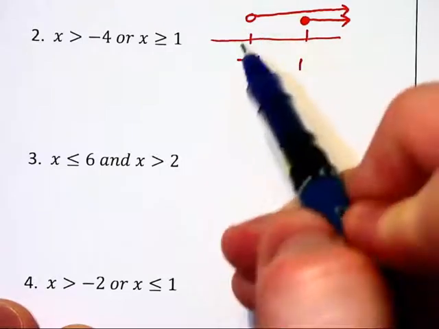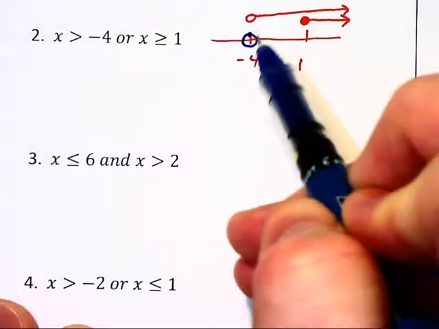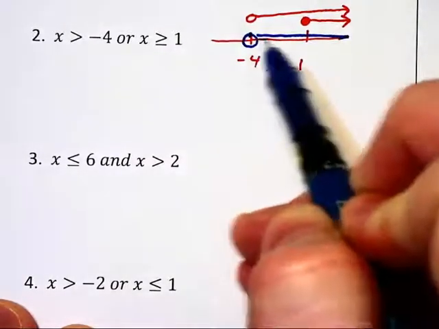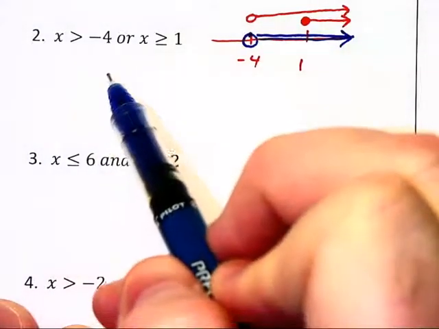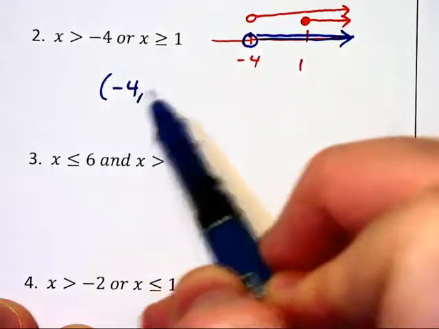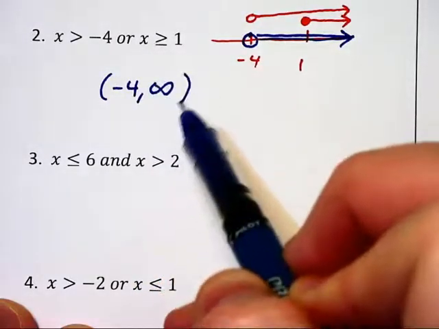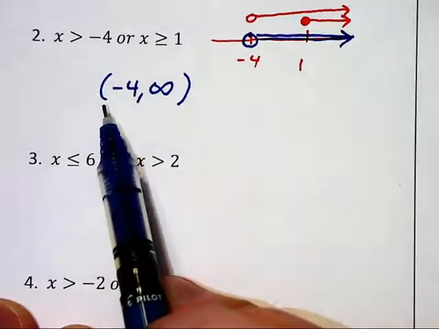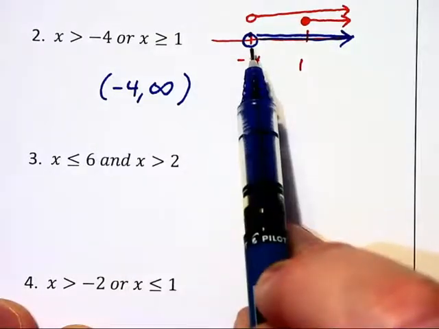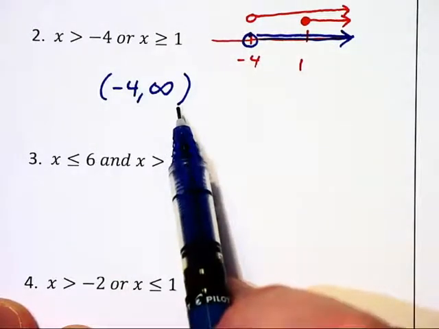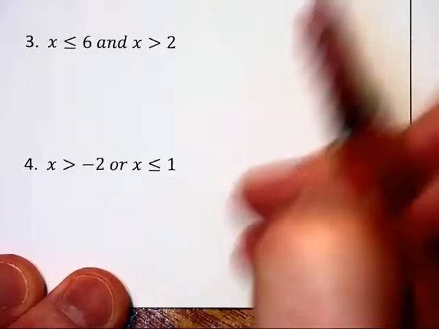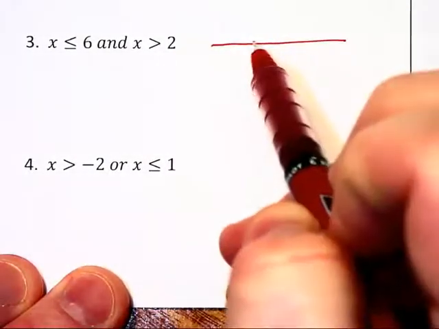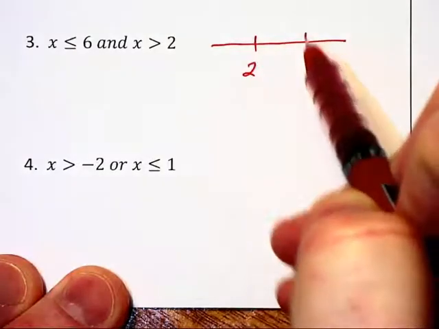When I join them together, I basically have everything to the right of negative 4. So in interval notation, I'd write from negative 4 to infinity. Notice I'm not including the left endpoint because there was an open circle there, and I never use a bracket with the infinity symbol. In this third problem, the two critical numbers are 2 and 6.